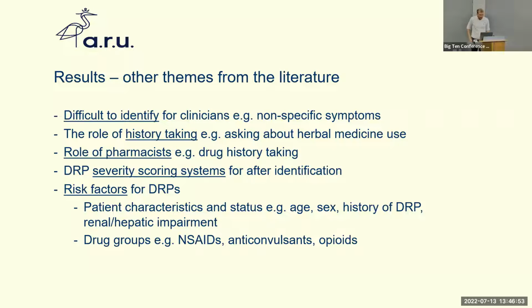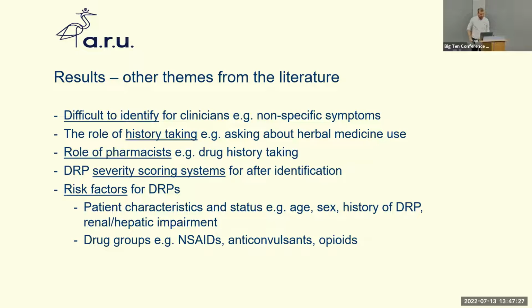But some other themes emerged from all this literature. DRPs are actually difficult to identify for clinicians. Say, for example, diarrhea. A patient presents with severe diarrhea; it could be due to organic disease, viral gastroenteritis, or a medicine, a diuretic started, etc. It's quite difficult. Obviously, we have tests and investigations, and it's broader than that, but it can be very challenging for them. The role of history taking was mentioned quite a lot, particularly focusing on questioning around herbal medicines due to drug reactions.